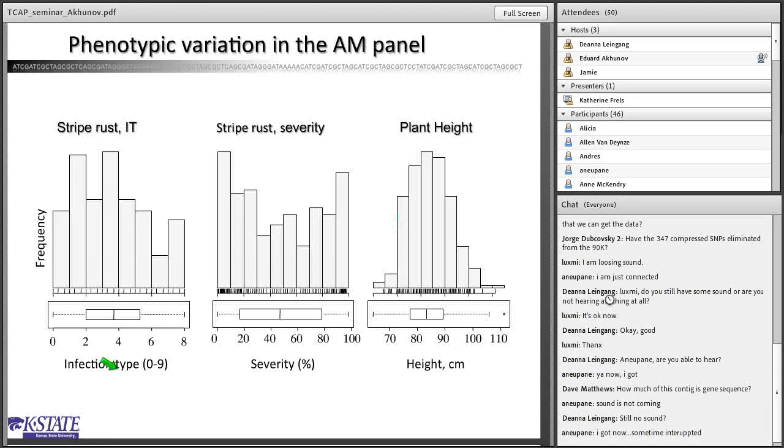But now the next thing that we investigated, we just wanted to be sure that the association mapping population shows variation in the phenotypic traits of interest. For example, for stripe rust, we investigated the distribution of the frequency of different levels of phenotype for infection type, for severity, and then plant height. You may see that we have quite a broad range of phenotypic values within the population, which actually makes it quite useful for mapping these traits.